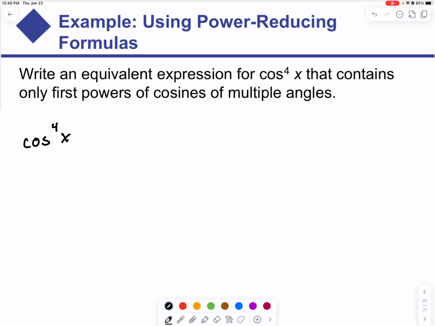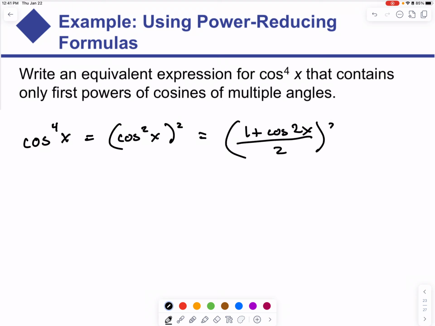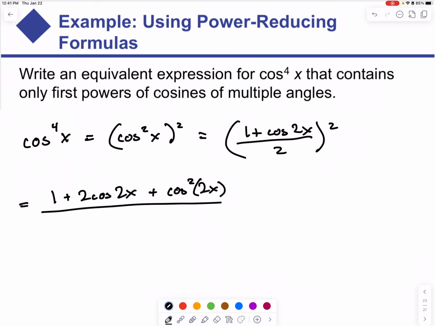So here, what we're going to do, cosine to the 4, we're going to rewrite it as cosine squared x, quantity squared. So we just said that cosine squared is the same as 1 plus cosine of 2x all over 2, and then that is quantity squared, right? So now if we square that, the top becomes 1 plus 2 cosine of 2x plus cosine squared of 2x, all over 4, okay?